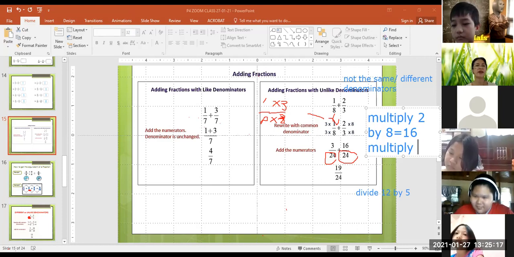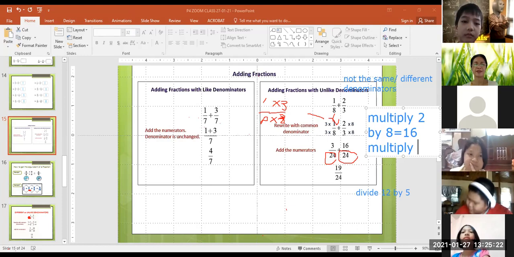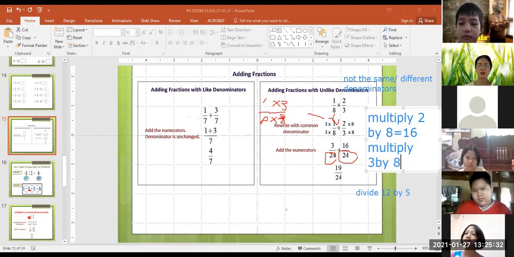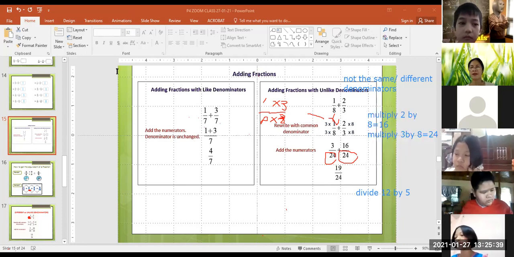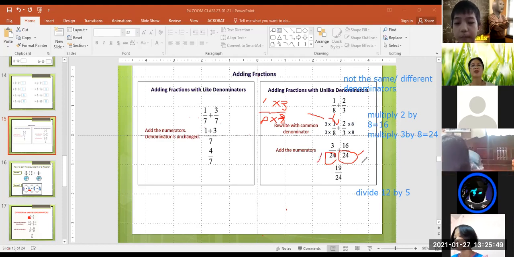And then you will also multiply 3 times 8. So you will multiply 3 by 8 and you get 24. So now your denominator is the same. Check and check. Now you can do the addition.